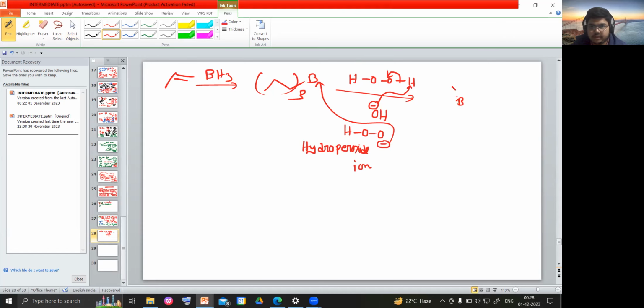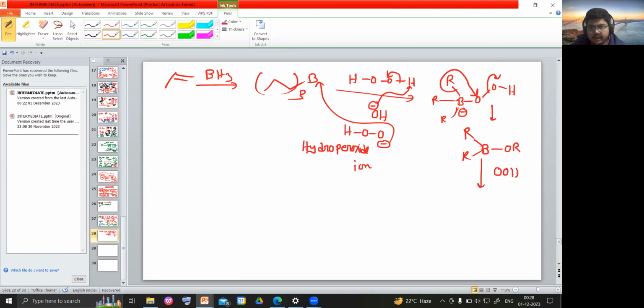Suppose B with three propyl groups, I am writing them as R, and OOH is attached. Now boron is negatively charged. Now this R group will migrate to that oxygen, and OH minus will be removed. So what happens? B, OR, R, R.